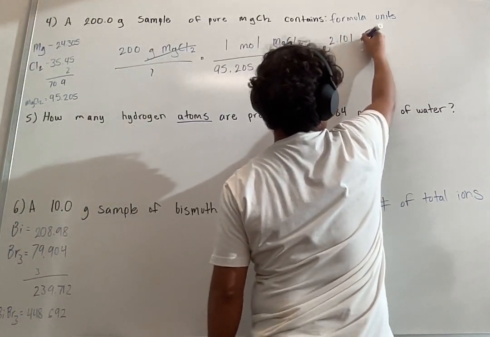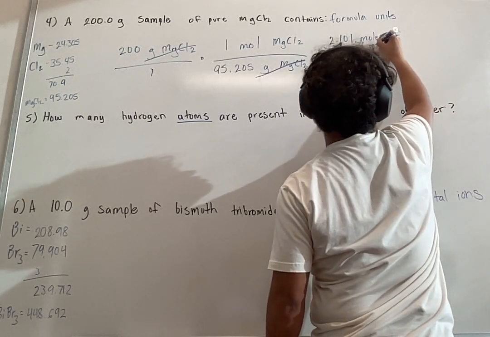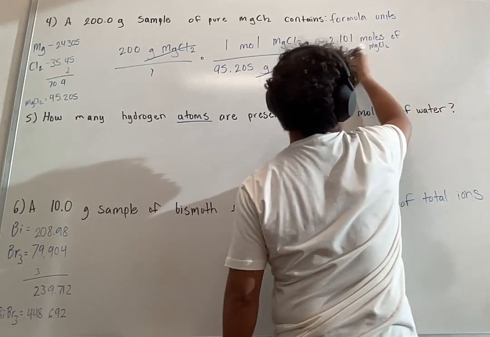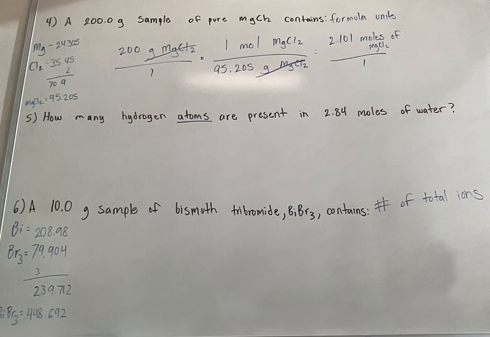2.101 moles of MgCl2 over 1. Again, because we canceled out the grams now. So now that you know how many moles you've got, remember the last step is just going to your atoms, your formula units, and you just do that by multiplying by 6.022 times 10 to the 23rd power to find out how many formula units, atoms, whatever the question may be asking you.